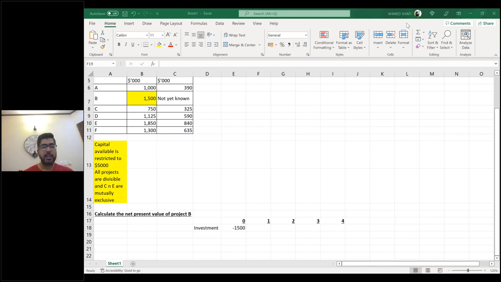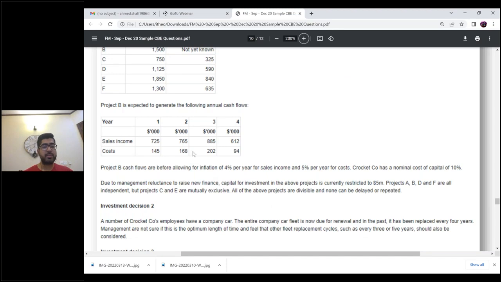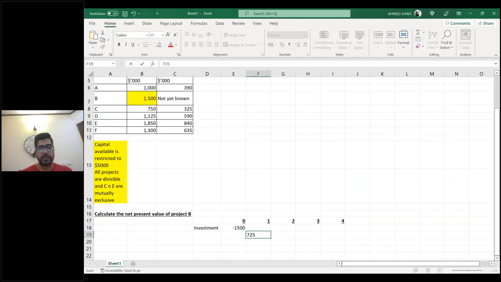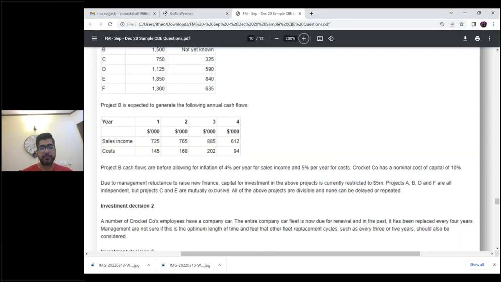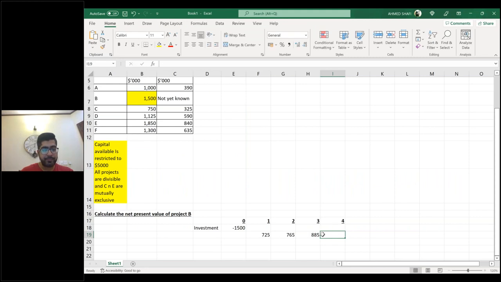Then we start recording our inflows. So what are our inflows? As you can see in the question, there are some sales and there are some costs. Sales are 725, 765, 885 and 612. So I will write 725, it's in year one inflow, then 765 inflow, then 885 and 612. Okay, this is sales.